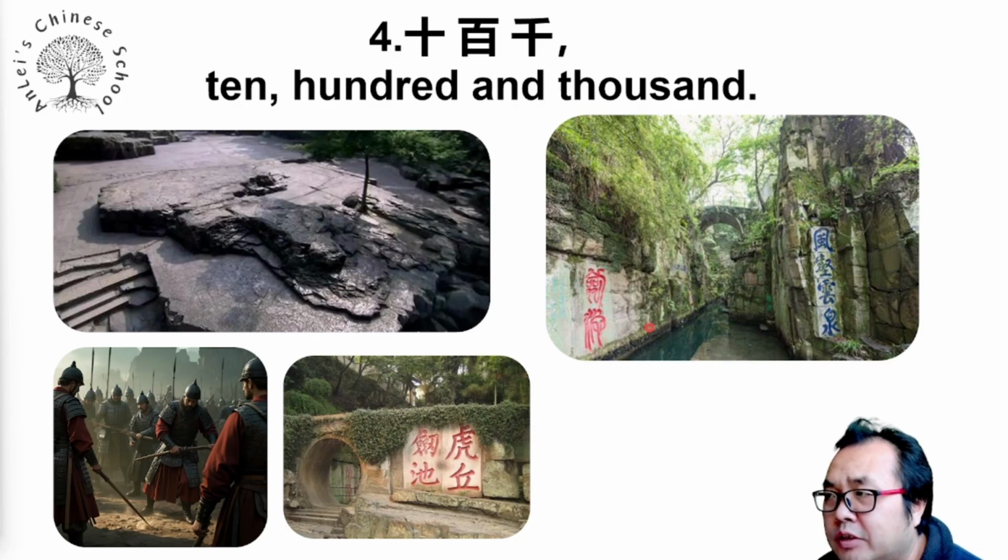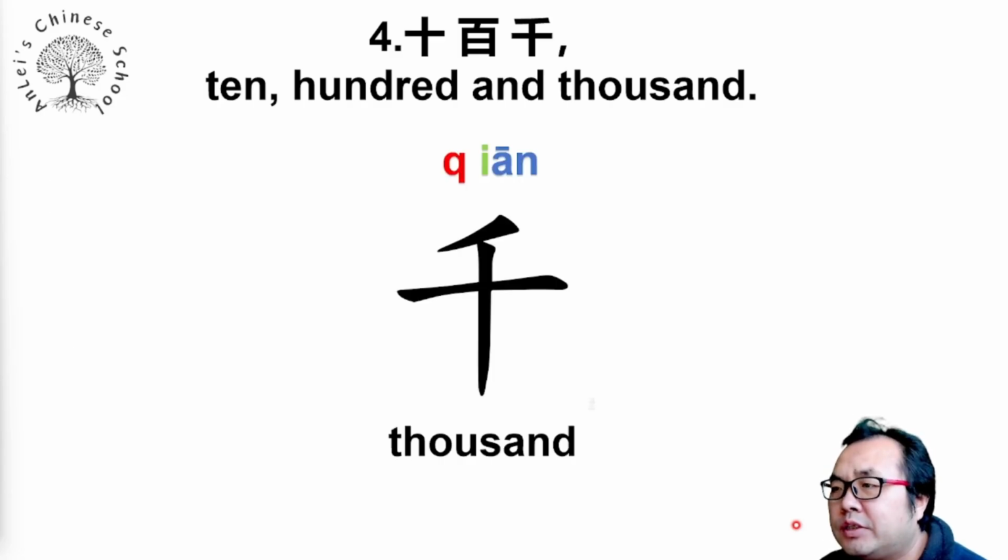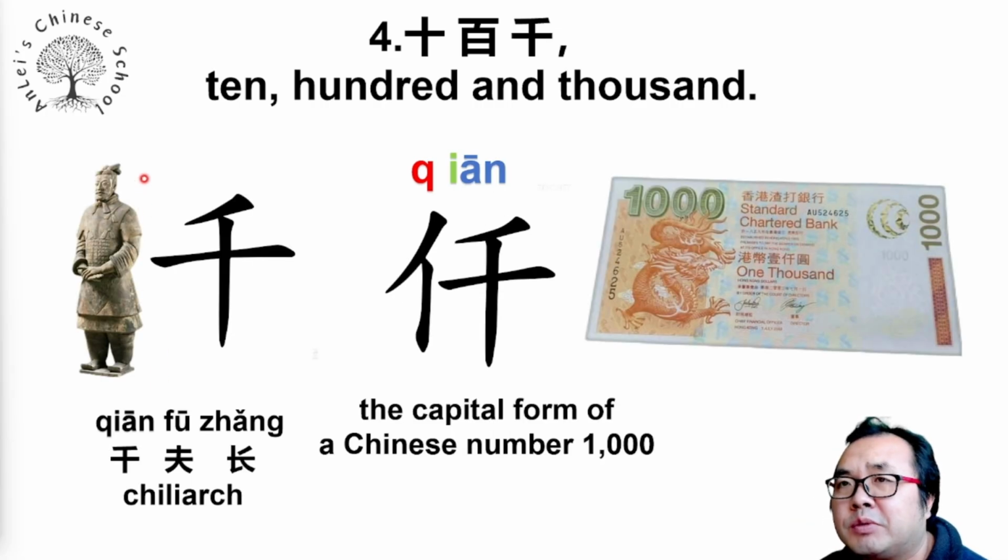In 1978, people drained the water. They found an opening like the entrance of the tomb, but no one dared to enter it, and another sword was found. This is a 千, 1,000. And how about the capital form? Just put another soldier beside it. 千夫长. Here's a 1,000 Hong Kong dollar note. You can see here is the 10,000.